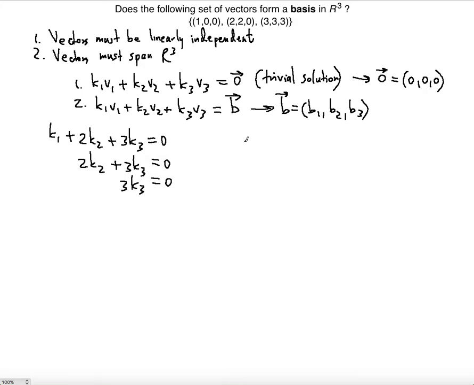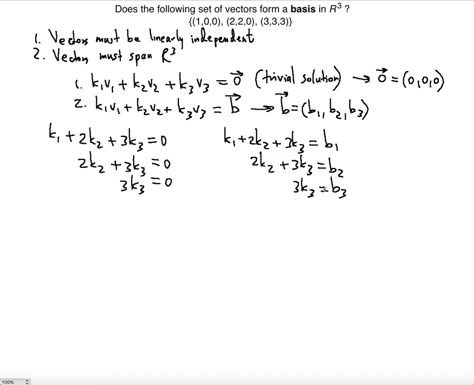The same left side applies to the vector equation that we're going to test for spanning: k1 plus 2k2 plus 3k3 is equal to b1, 2k2 plus 3k3 is equal to b2, and 3k3 is equal to b3.